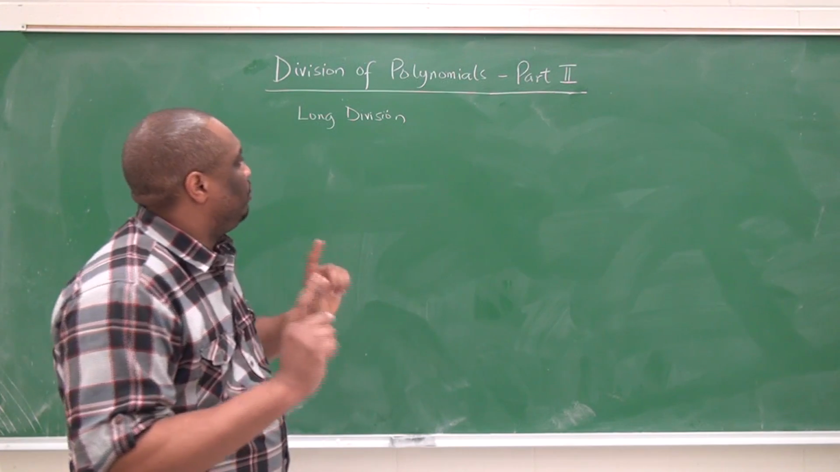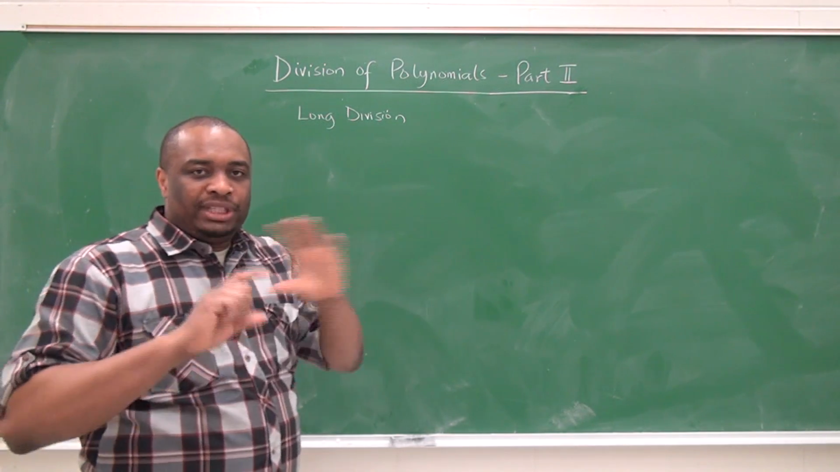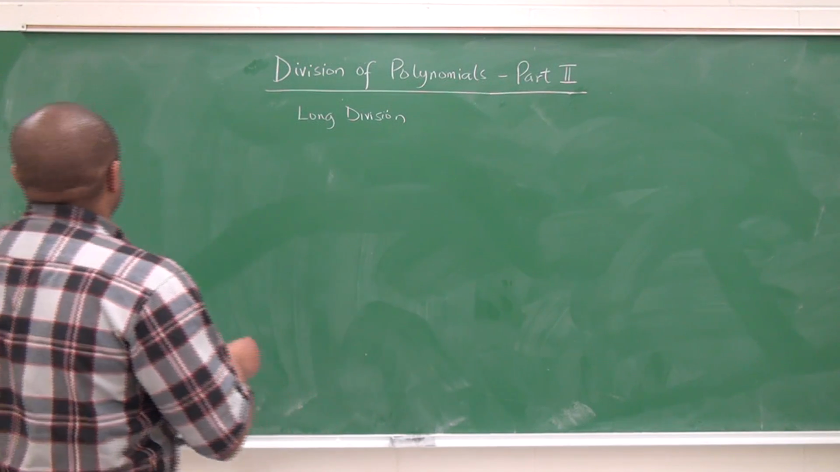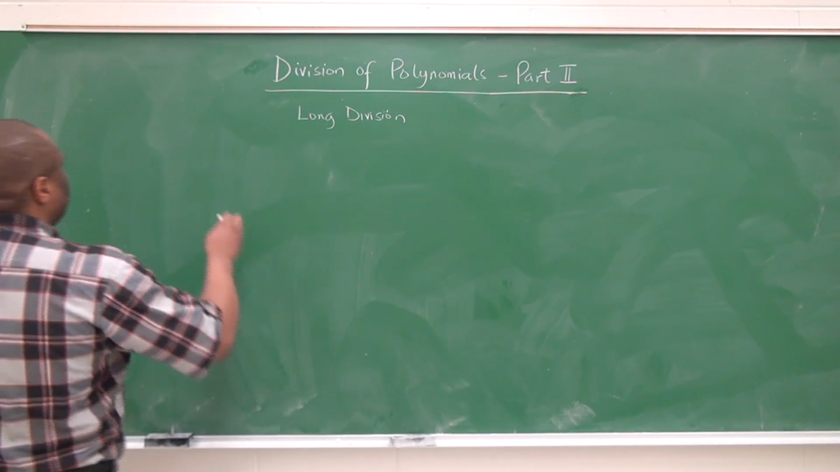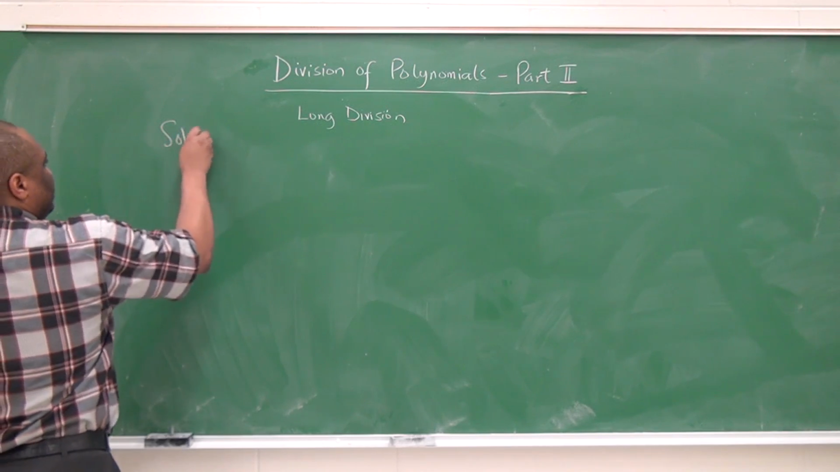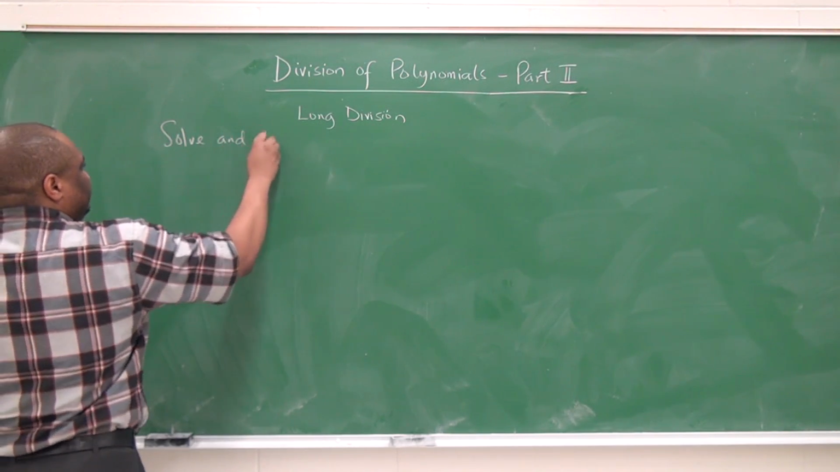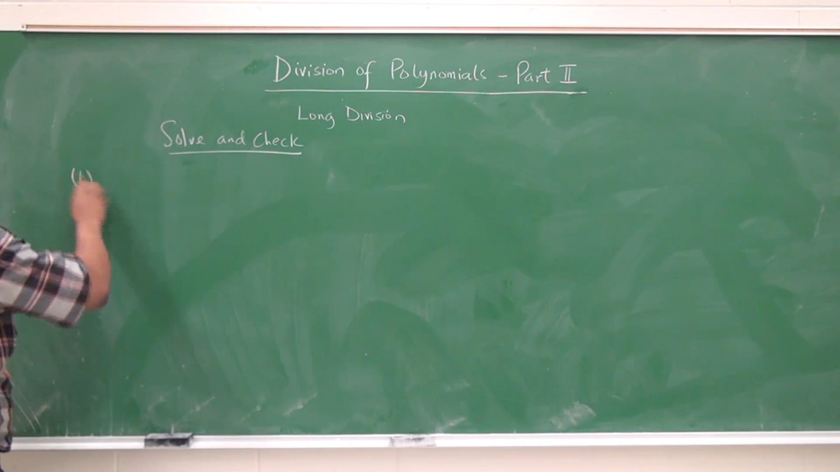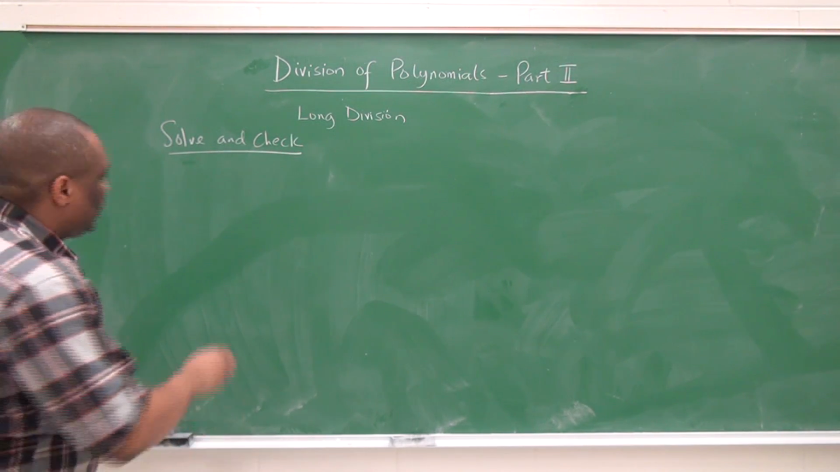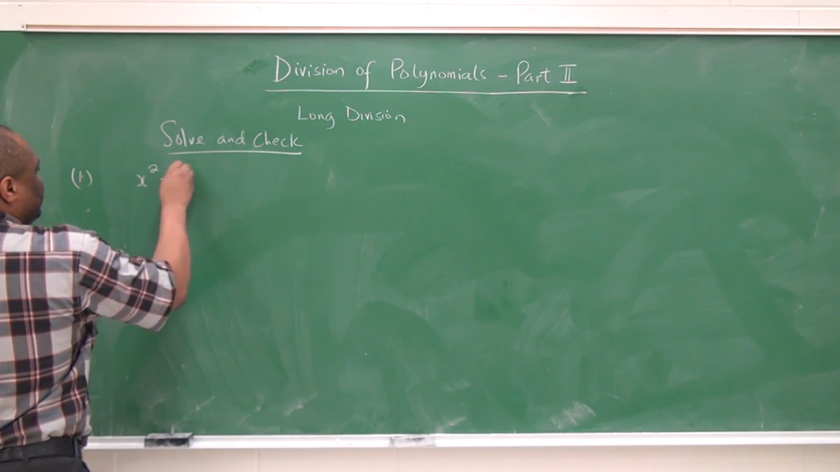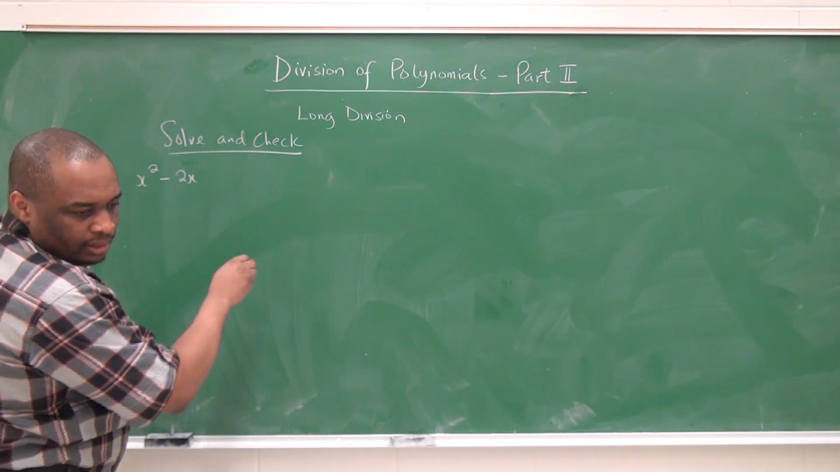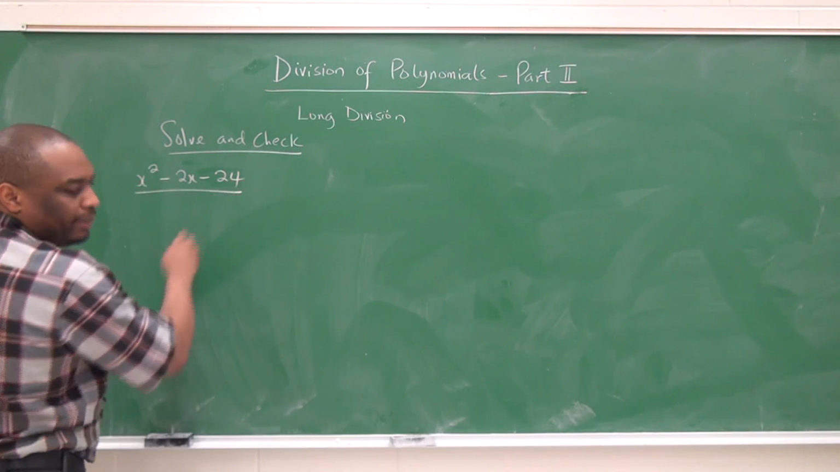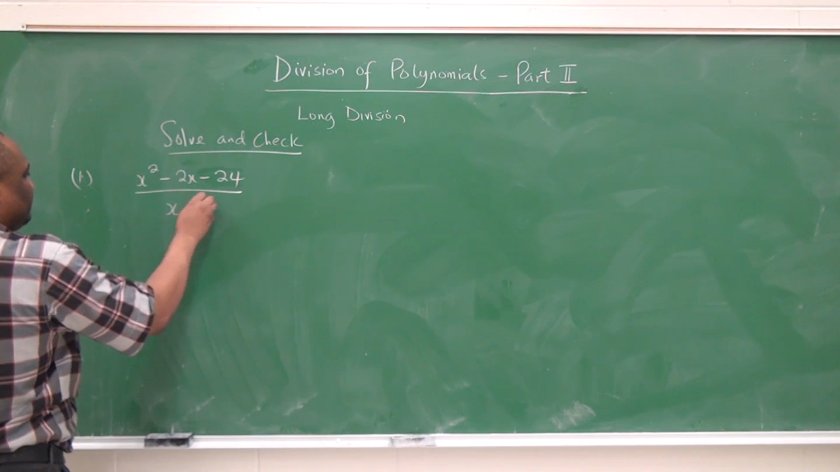Okay, now we shall solve and we shall check it. So let's get started. Solve and check. The first question is x squared minus 2x minus 24 divided by x minus 6.